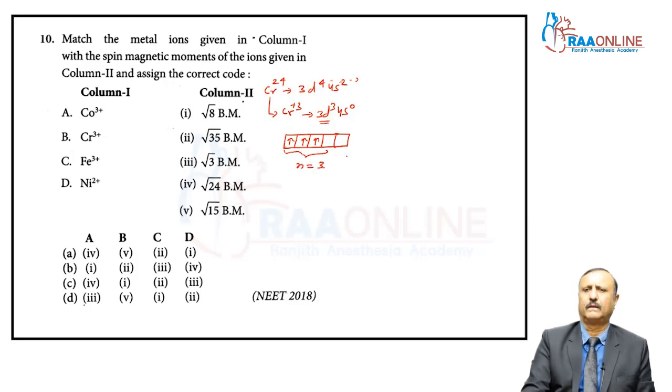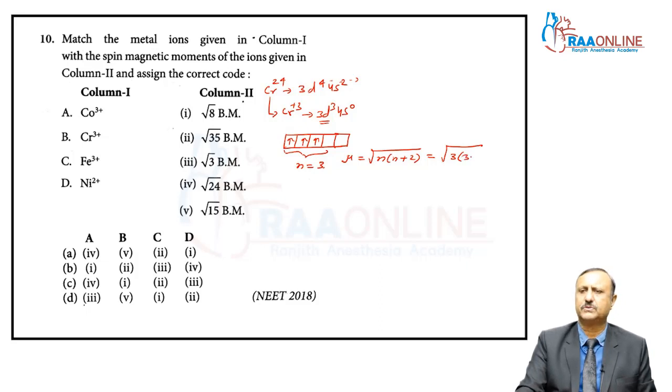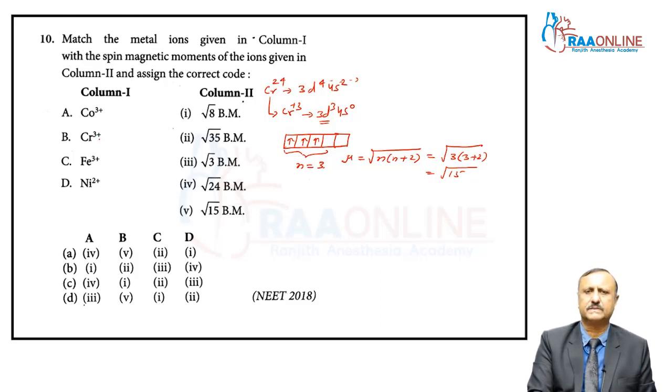When you see the magnetic moment formula, root of n plus 2, here you write root 3 plus 2. Calculate this: 3 plus 2 is 5, multiplied by 3, that is root 15. So root 15 is the value for chromium plus 3, and root 15 is present in the fifth, so B is attached with this fifth.